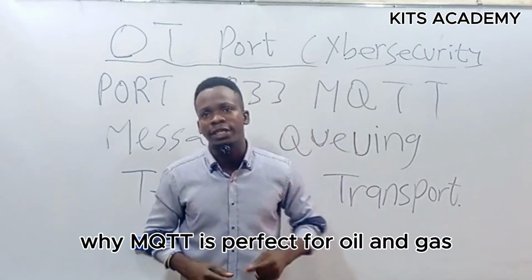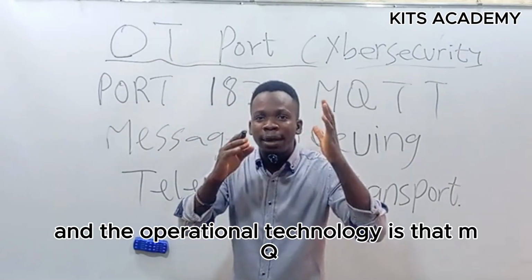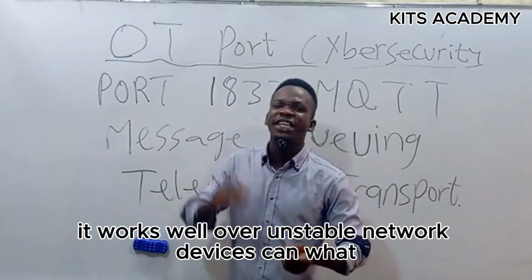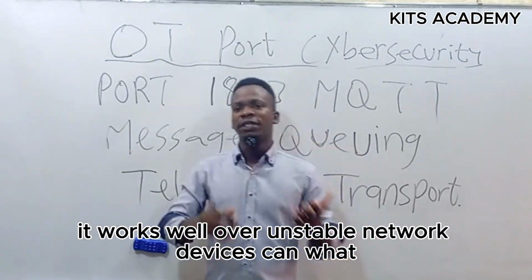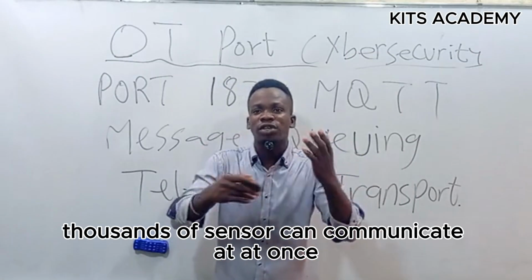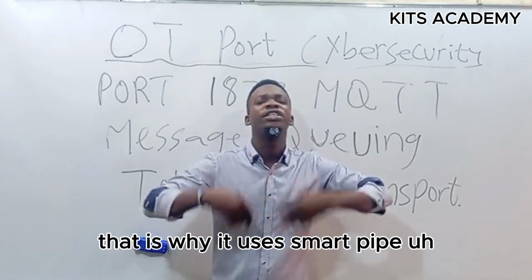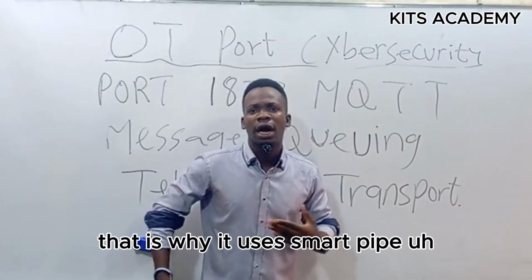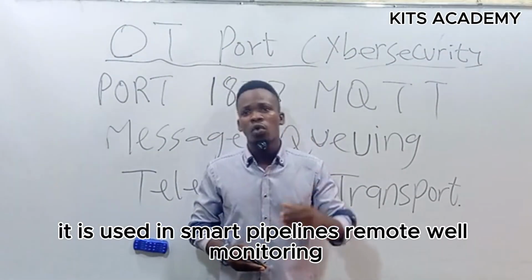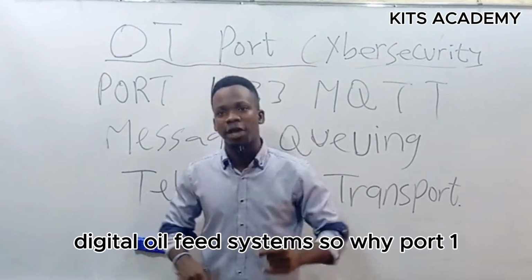Why is MQTT perfect for oil and gas and operational technology? MQTT is ideal because it uses very little bandwidth. It works well over unstable networks. Devices can disconnect and reconnect easily. Thousands of sensors can communicate at once. That is why it is used in smart pipelines, remote well monitoring, offshore platforms, and digital oil field systems.